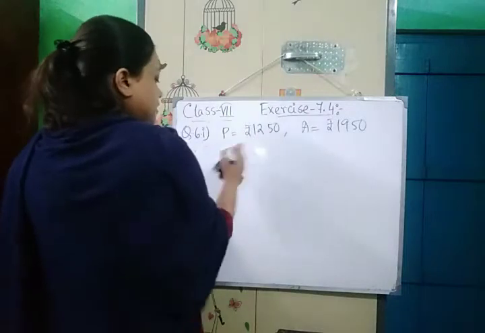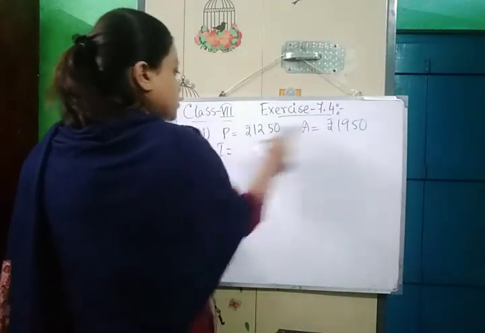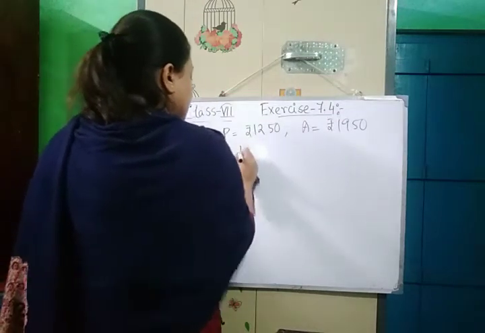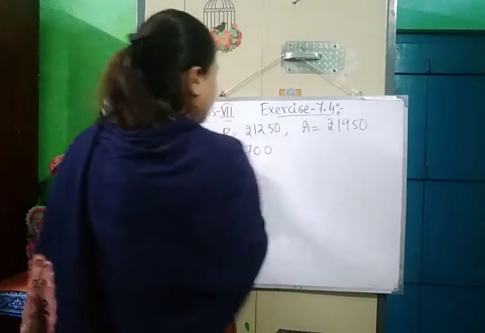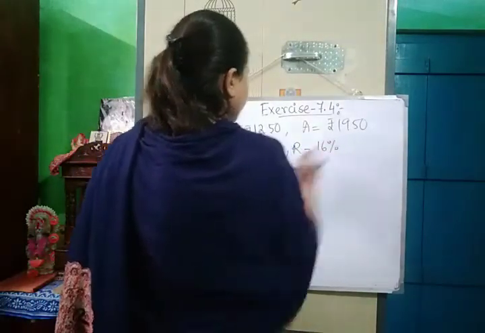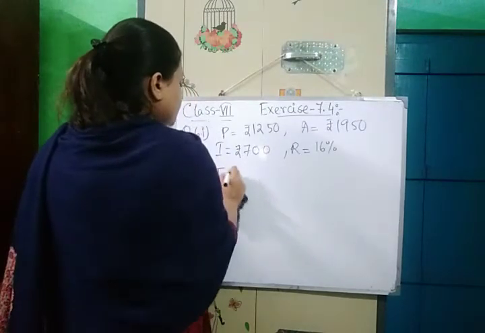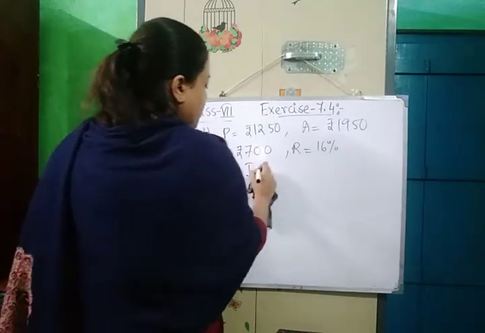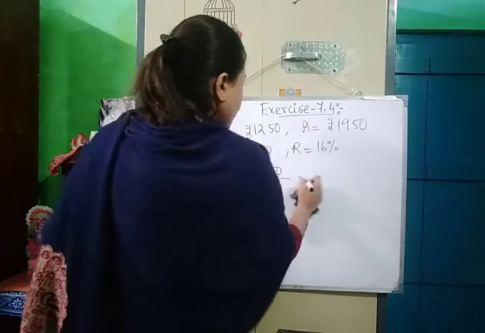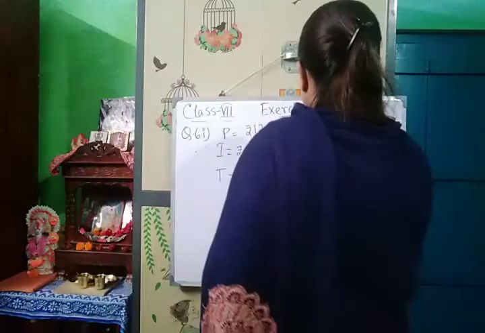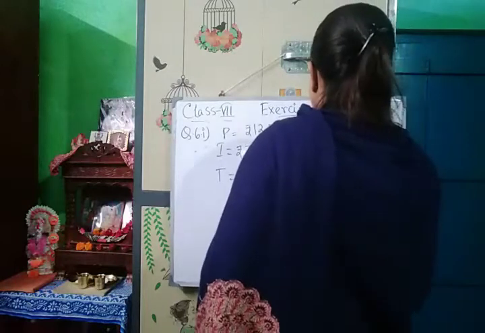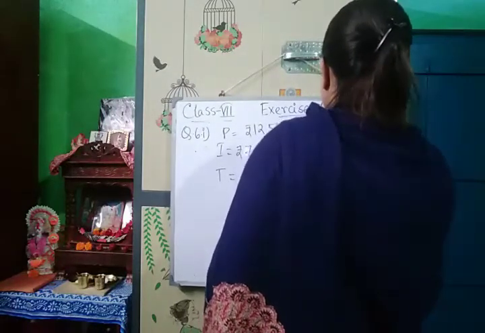So what is the interest? Interest equals amount minus principal. So 1950 minus 1250, that is rupees 700. Directly I am just writing. And the rate of interest is given, 16%. So what is the formula to find out the time? Time equals I into 100 by P into R. So here I is 700 into 100 by P is 1250 and R is 16.